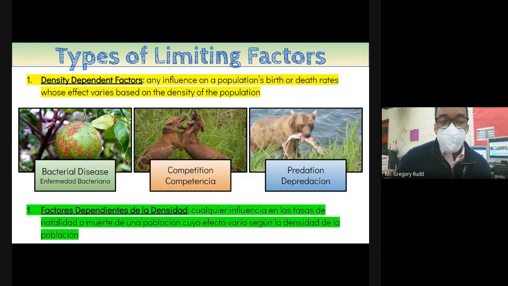And then there are density dependent factors. These are factors that influence a population's birth or death rates, and their effect is based on the density of the population. So how many individuals are living in that space, that matters. Disease, bacterial disease, and even viral disease is a great way to think about these density dependent factors.